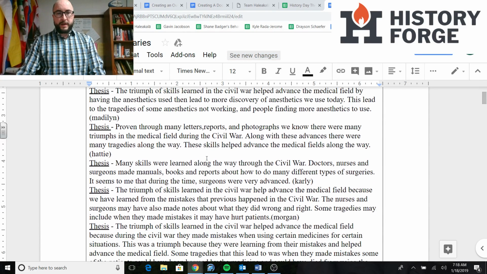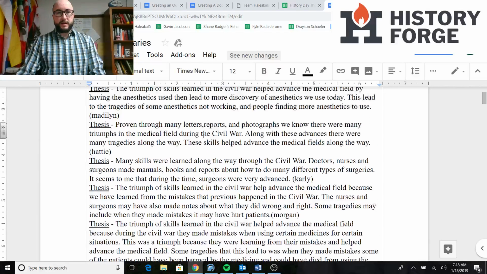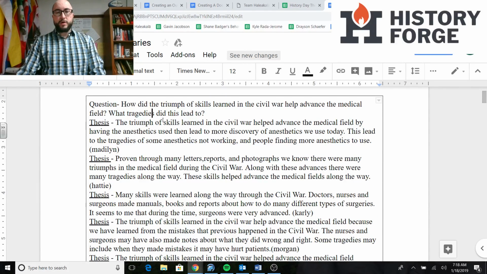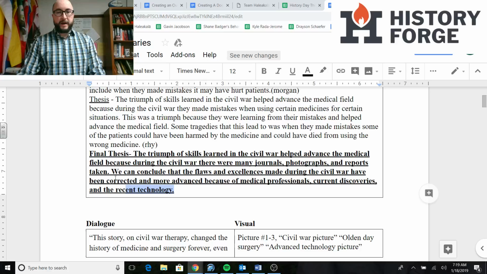Here's a common problem though, especially big groups, you guys will all put in a lot of thesis. So if you have a group of 2 or more, and you want to all throw your thesis in there, that's fine, but eventually you're going to need to do what this group did. They have a final thesis.